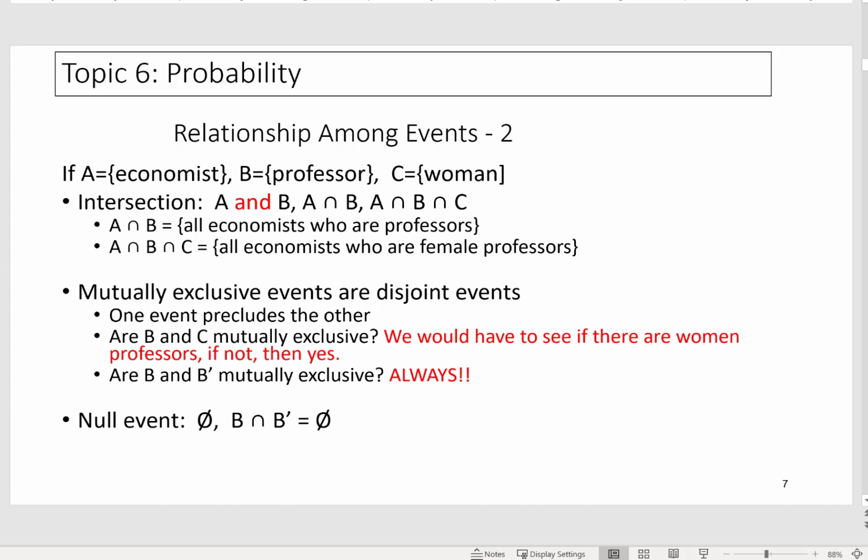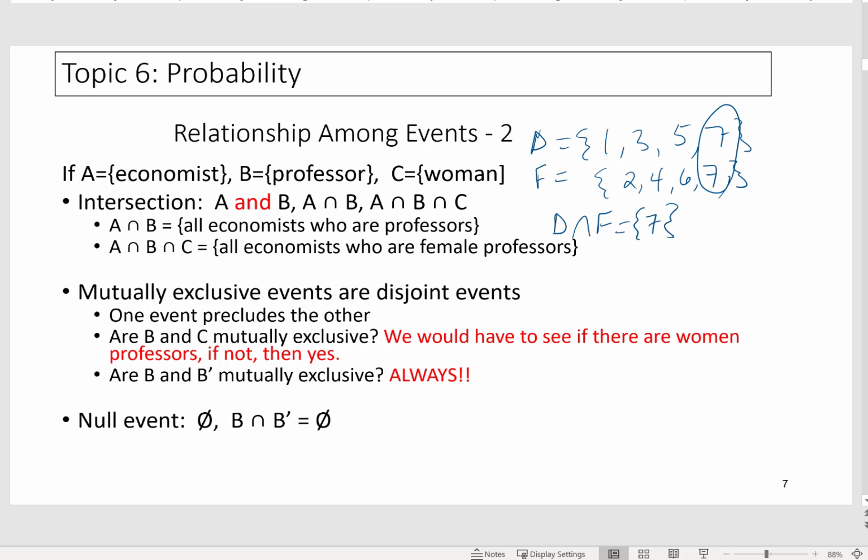So looking at another example, let D be 1, 3, 5, and 7, and F be 2, 4, 6, and 7. And I said, what's the intersection of D and F? What's in both D and F? Well, the only thing I see in common is 7. So that's what the intersection of D and F is.